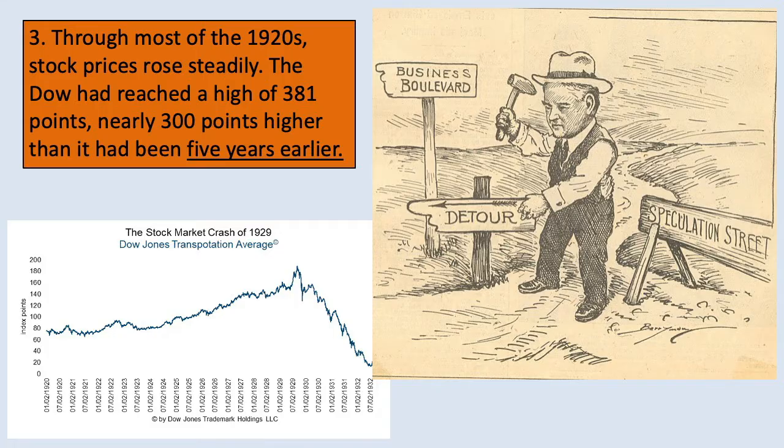The Dow had reached a high of 381 points, nearly 300 points higher than it had been just 5 years earlier. And eager to take advantage of this new bull market, as they called it, Americans put everything they could into stocks and bonds. By 1929, about 4 million Americans, roughly 3% of the nation's population, owned stocks. Now, that doesn't sound like a huge number, just 3% owning stocks, but it's an important 3%.